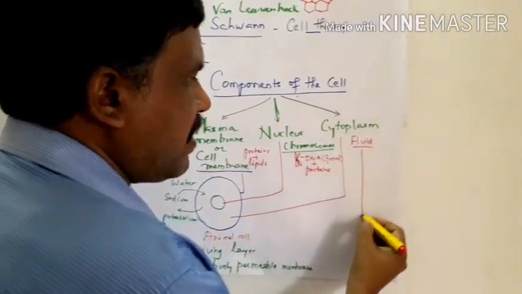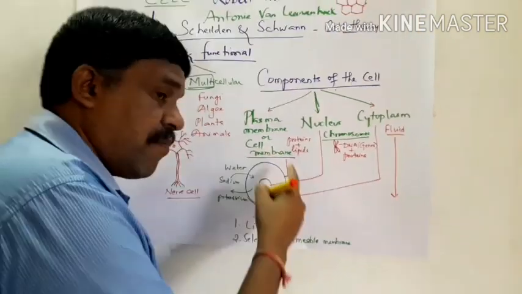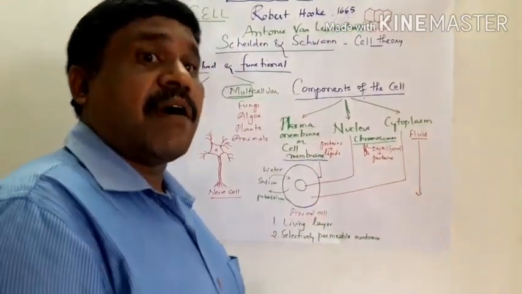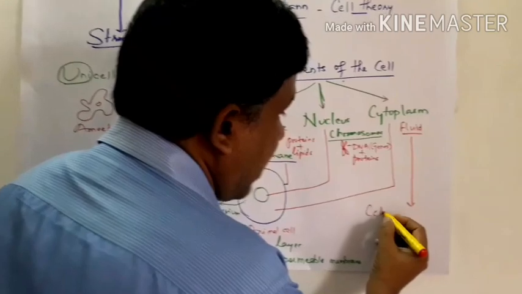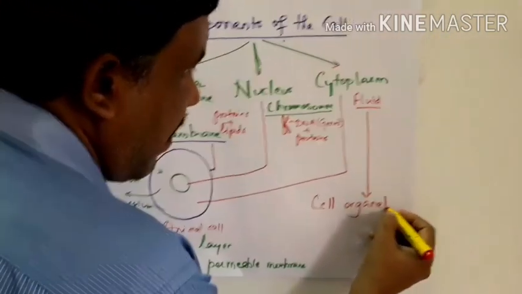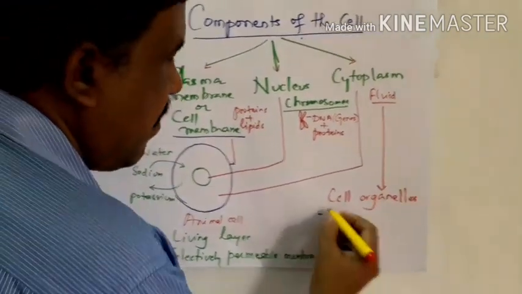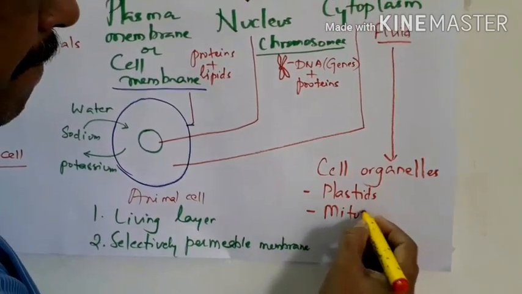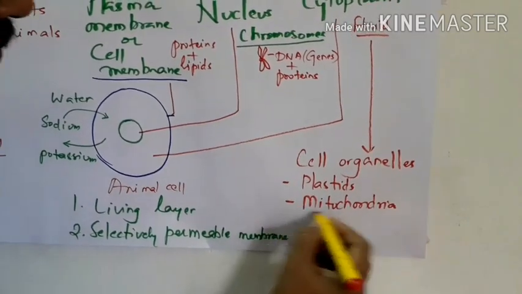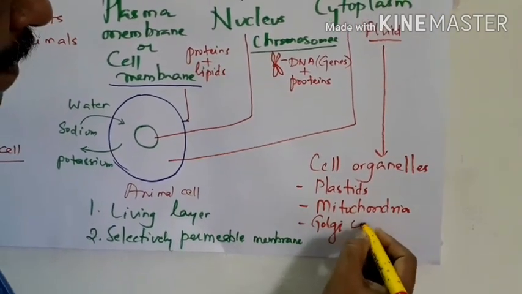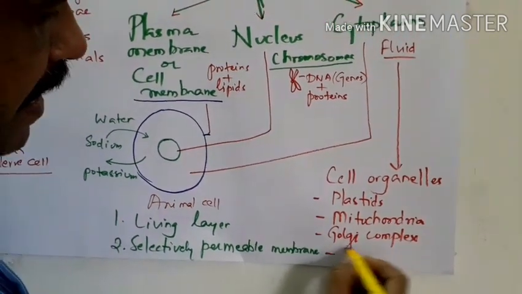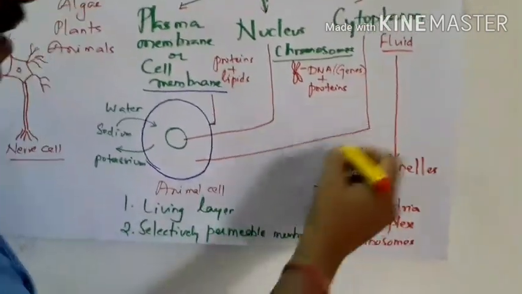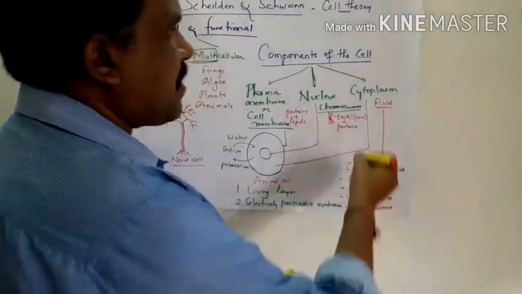What does this cytoplasm contain? Many of the internal cell components. There are other components inside the cell, and they are called cell organelles. So what are the cell organelles? Namely plastids, mitochondria, Golgi complex, and then ribosomes. These are some of the cell organelles which we will be discussing in further classes, present inside the cytoplasm.